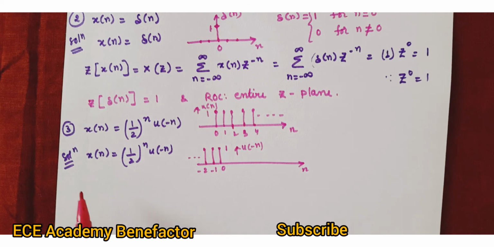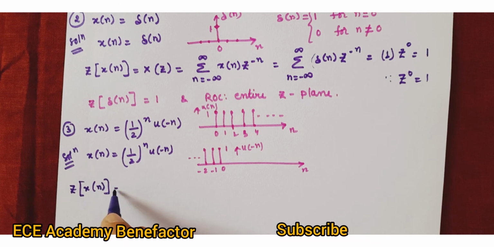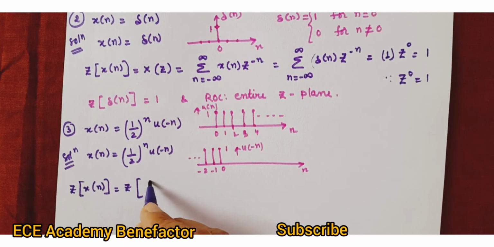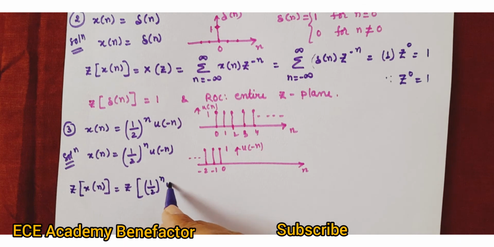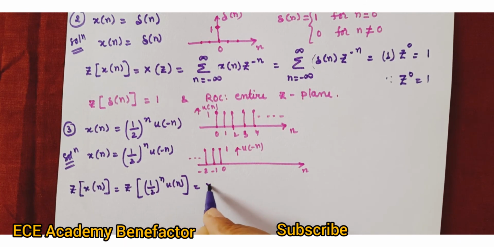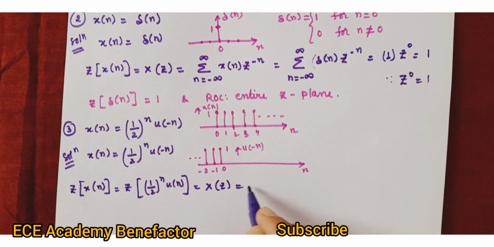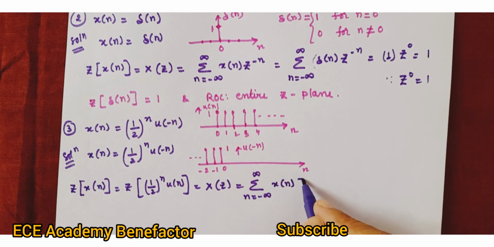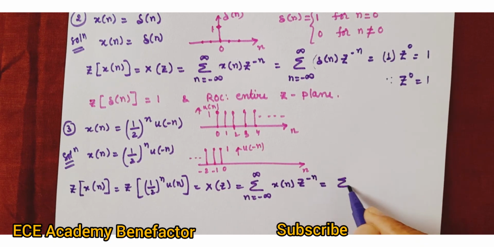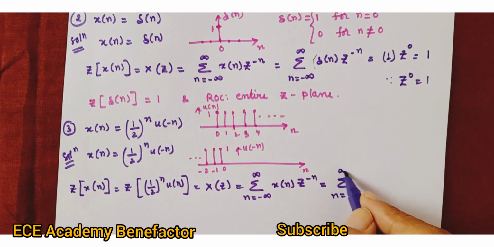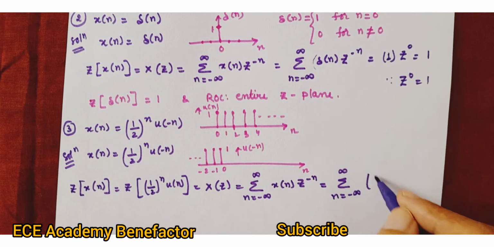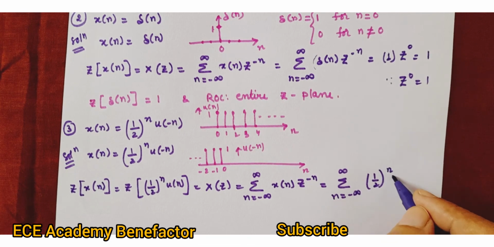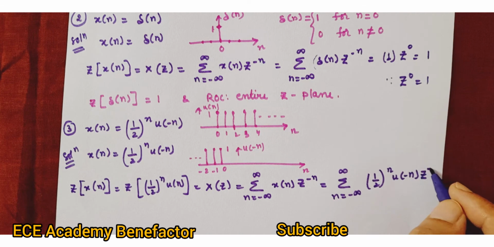So, we can write the Z transform of x of n, or the Z transform of 1 by 2 to the power of n u of minus n, is equal to X of z, which is equal to summation n is equal to minus infinity to infinity x of n z to the power of minus n, which is equal to summation from minus infinity to infinity. Substitute x of n as 1 by 2 to the power of n u of minus n z to the power of minus n.